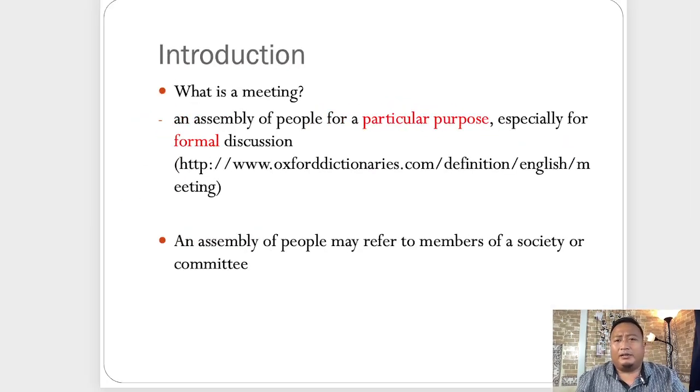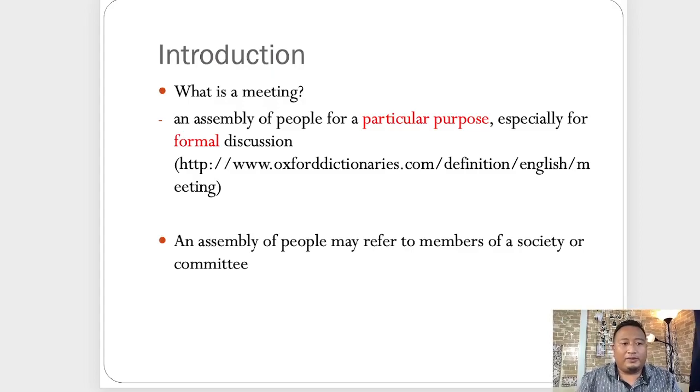Introduction: what is a meeting? I believe you know what a meeting is. A meeting is where you gather a group of people that you know, or maybe in your society or an association, who have at least the same agenda. For example, you are in a group of JPAM, or a cultural group of UTHM, or a cultural and traditional association, or any type of association with the same agenda. You can't just call people randomly and then have a meeting, that is not allowed. An assembly of people may refer to members of a society or a committee, the one that I already explained before.